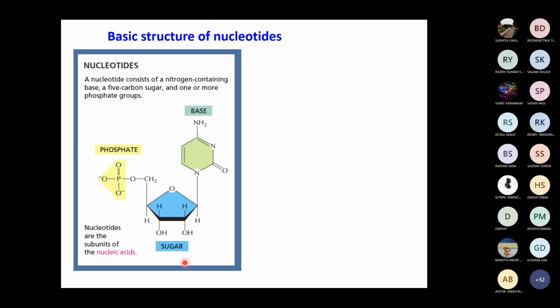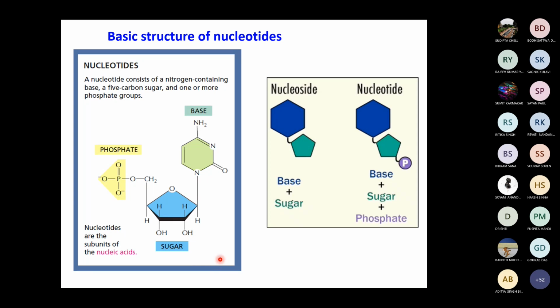Now someone was talking about nucleoside. Let's see the structure of nucleoside. How does it look? This is the common difference between nucleoside and nucleotide. The phosphate is missing in nucleoside, and that is the major difference between nucleoside and nucleotide. Someone was talking about sugar and phosphate, right?